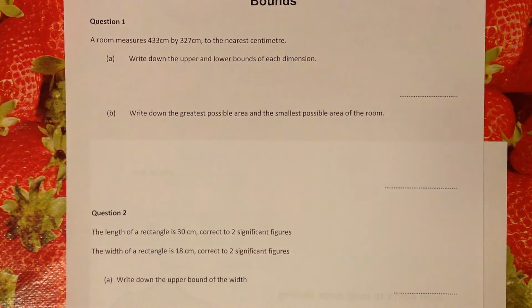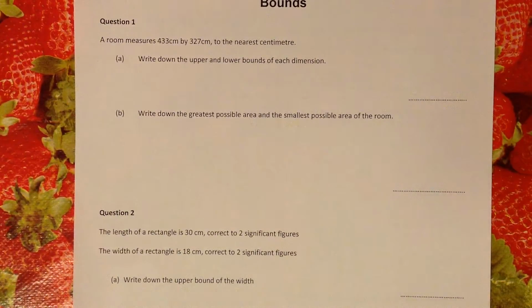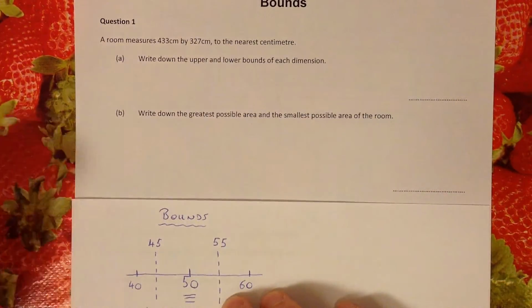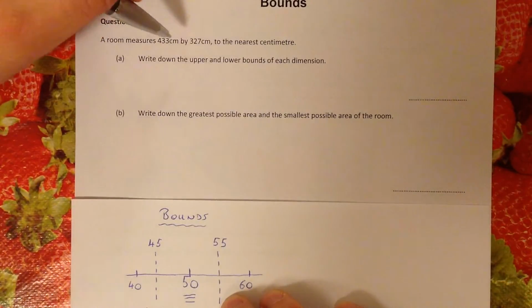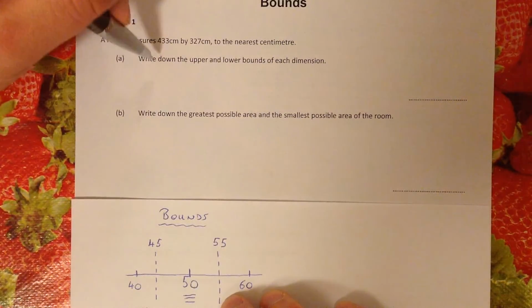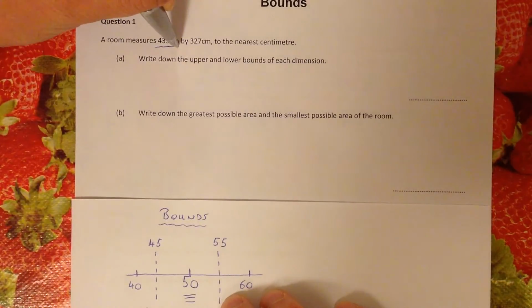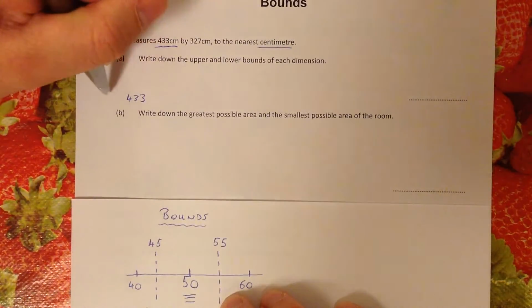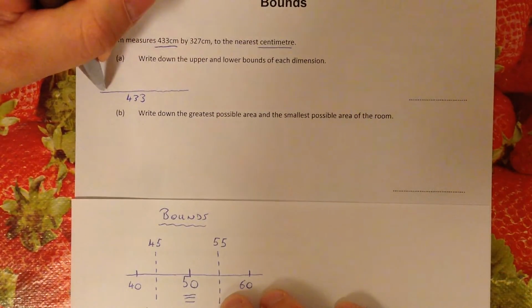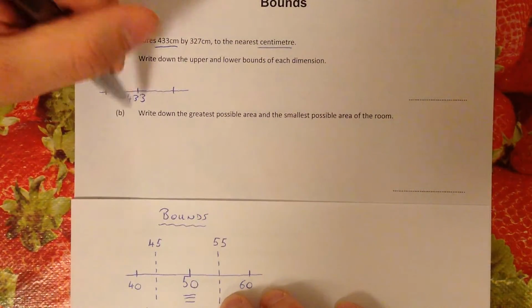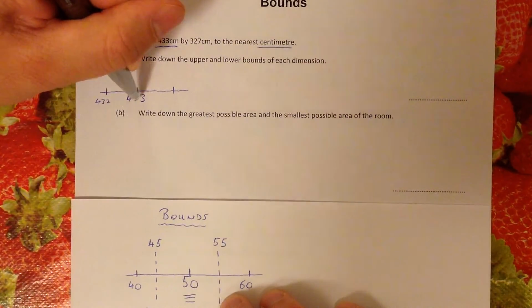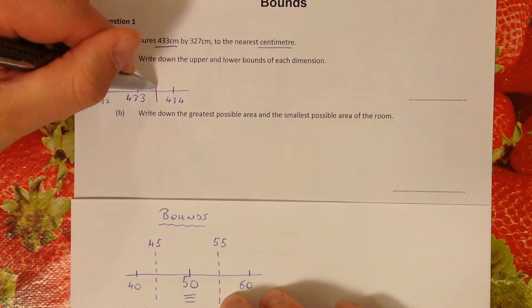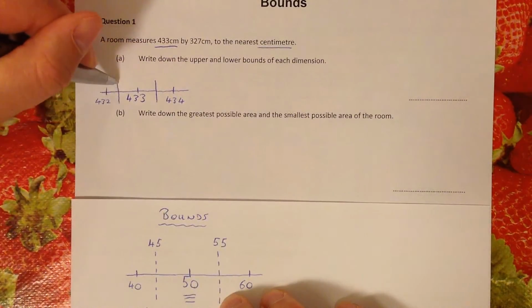A room measures 433 centimetres by 327 centimetres to the nearest centimetre. Okay, so the first thing I'm going to do, and I would suggest you probably do this in your GCSE as well, because I think it's quite helpful to visualise it, but you don't have to. If we're talking about 433 to the nearest centimetre, that means 433 is on a number line travelling in centimetres. So the value below it and the value above it are going to be centimetres up and down. So 432, 433, 434. And then my bounds are always the limit point at which the value changes, the limit point at which the value changes.